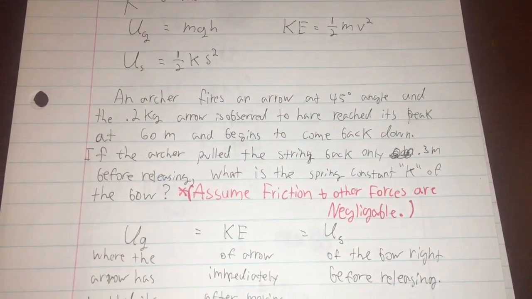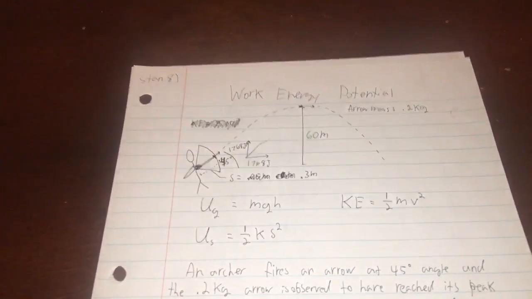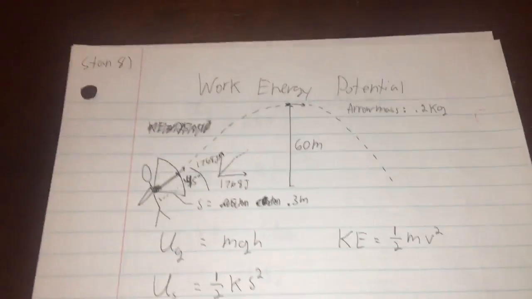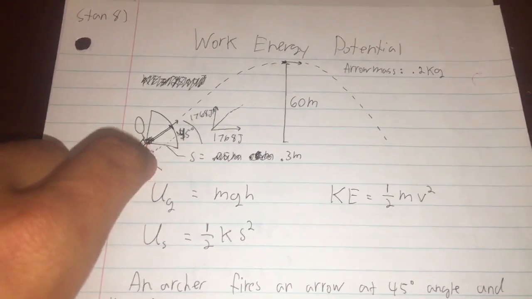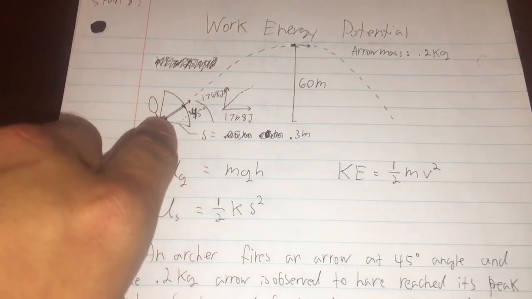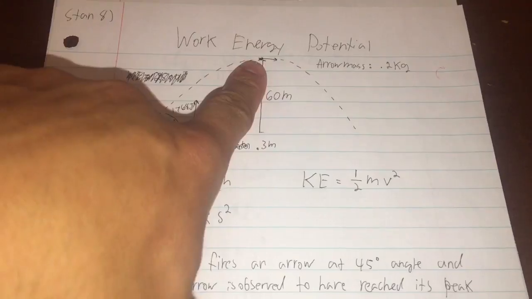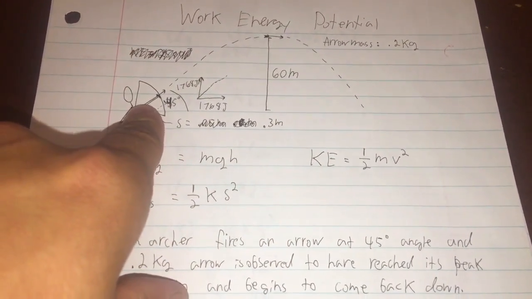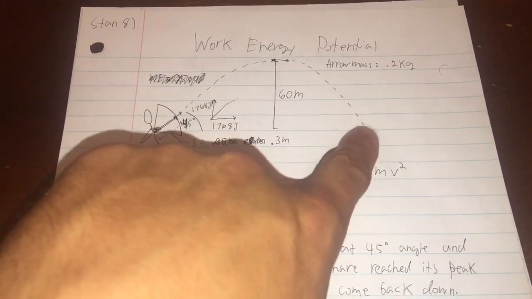Assume friction and other forces are negligible, so we don't have to worry about air resistance and all that good stuff. In this relationship, we're going to see that this arrow is fired off with some kind of energy, and it's launched into the air, and it's given enough energy in the Y component to launch it up to 60 meters and then come back down, and it's launched with enough energy to carry it in the X direction this far before reaching the ground.